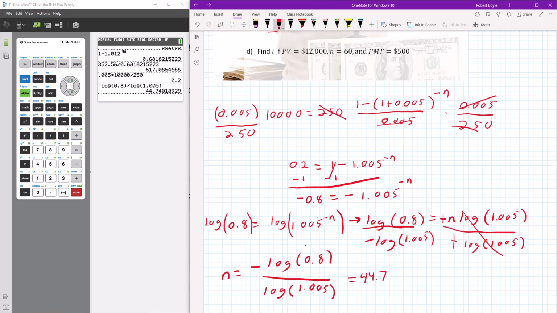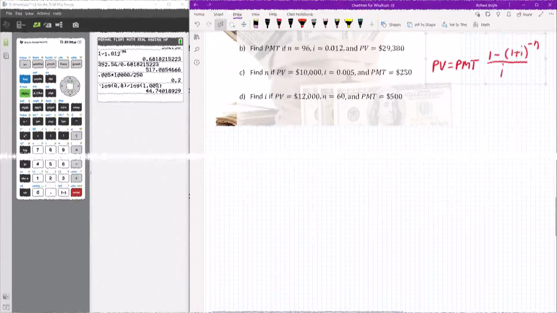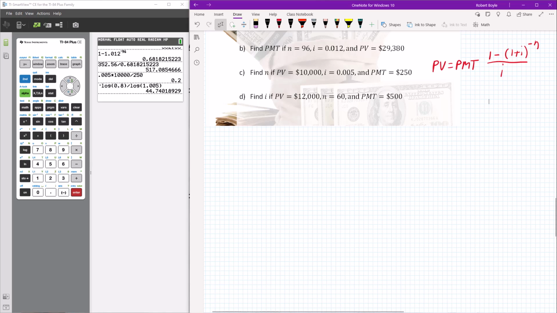Now we want n to be an integer because it is the number of payments, and since our decimal place is at 7, we are going to round up, and we will round n up to 45. Okay, and that brings us to our very last part, which is this one right here. Here now we want to find I. We have PV, we have N, we have the payment, but we have no idea what I is. That's what we need to figure out.